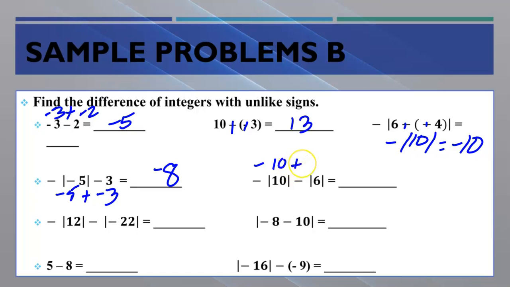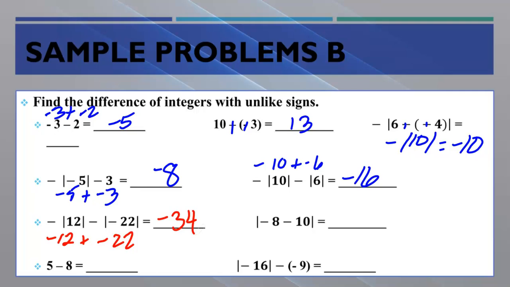Minus, I'm going to change that to plus to do the additive inverse. Absolute value of 6 is 6, but because I have to do the opposite of 6, that would be negative 6. So negative 10 plus a negative 6 is negative 16. Next one, we got absolute value of 12 is 12. Put a minus in front because we have a negative there. Plus the opposite of the absolute value of negative 22, which is 22. So the opposite of 22 is negative 22. Add them together gives you a negative 34.